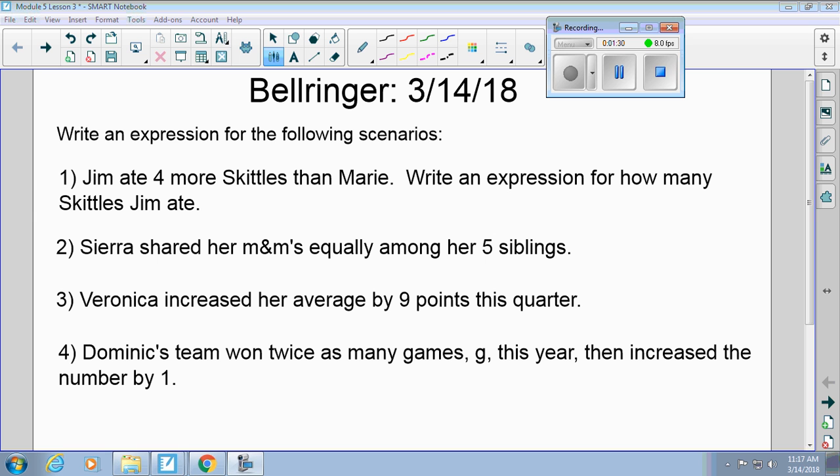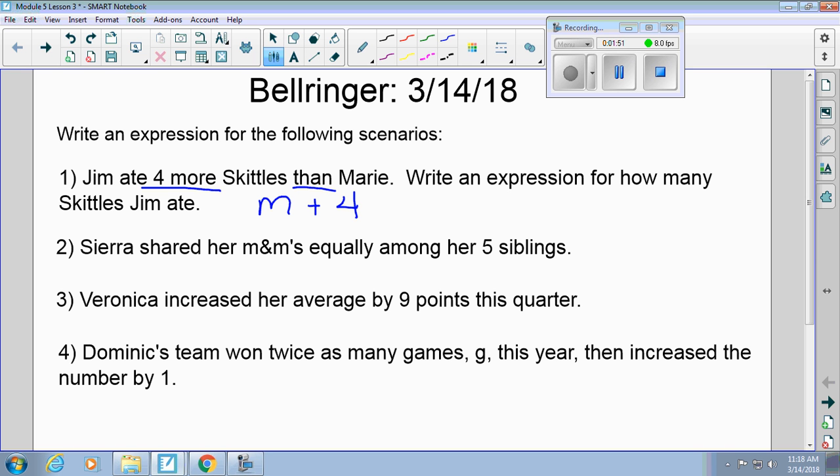So I saw a few people had an inequality. If they want an inequality, they will give you that word to use. All right, so M plus 4. So Marie's amount plus 4 more. And the key word that told you that is simply 4 more. And then than tells you that you're going to have Marie's amount, and then next you add.